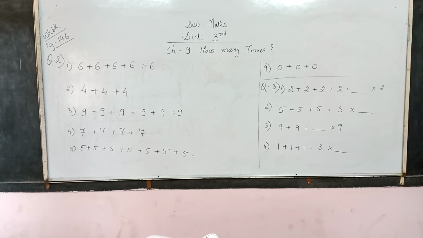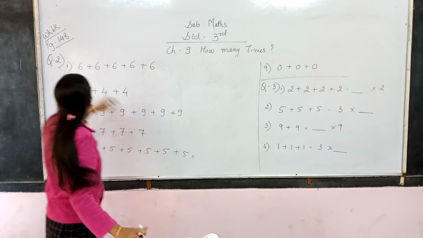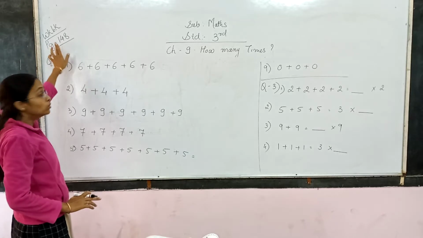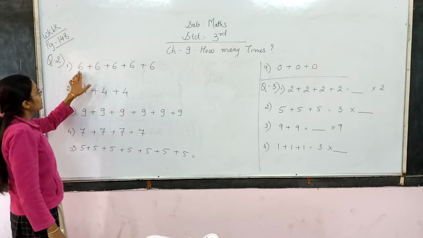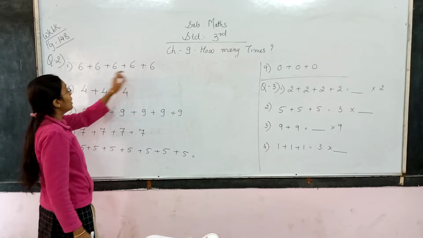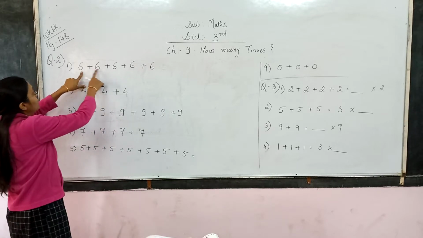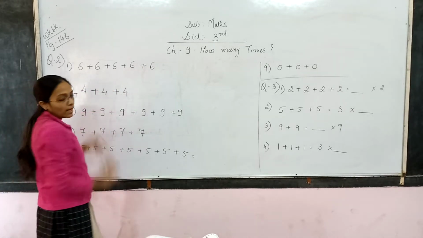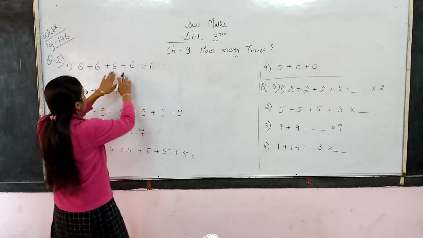Now question number 2. Do as per the example. Here one example is given in your workbook, page number 148. Now we'll start here. Here you can see this number is 6 plus 6 plus 6 plus 6 plus 6. The number is 6 and how many times is it repeated? 1, 2, 3, 4, 5 times. 5 times this number is repeated.